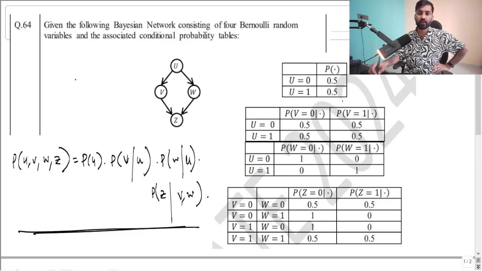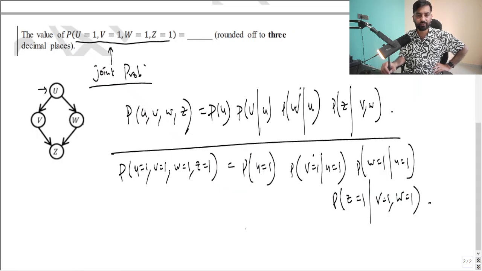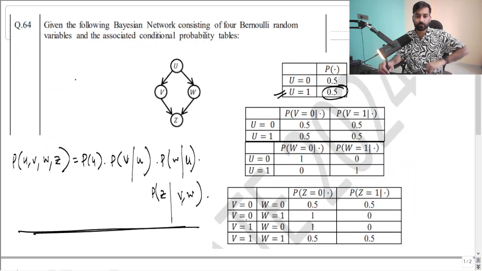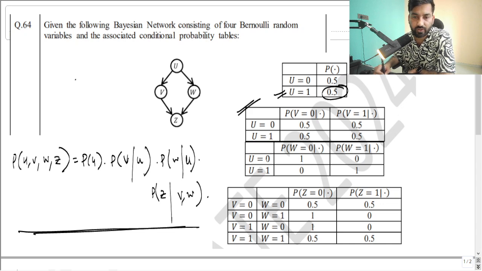Yes. Probability of U is nothing but 0.5. So you can just write here 0.5 times probability of V equal to 1 given that U equal to 1. So let me go back and check. You see guys, this table, you have to refer to this table. In place of the dot you have to say U equal to 1 and probability of V equal to 1. So that is nothing but 1, you see. I hope this makes sense.